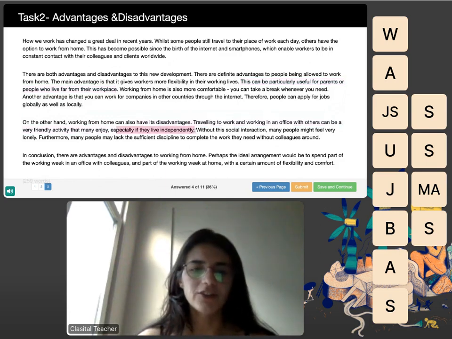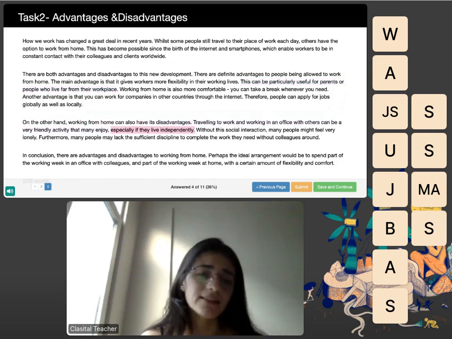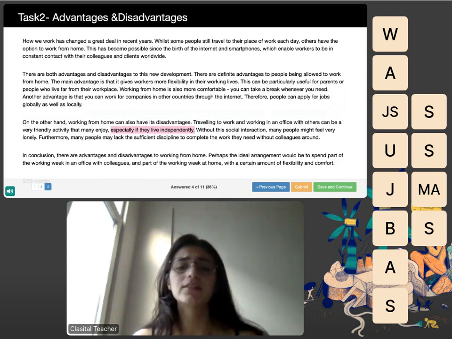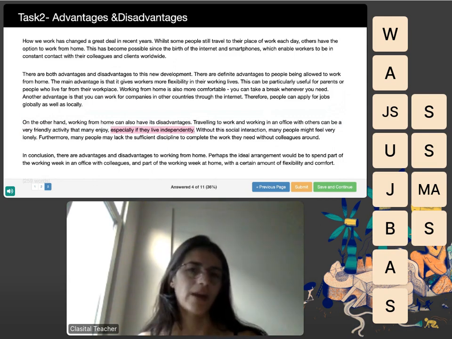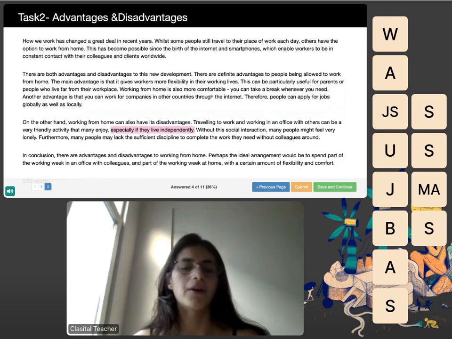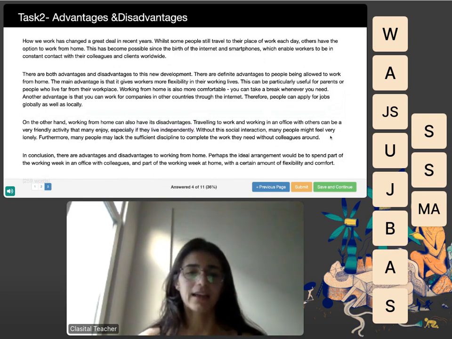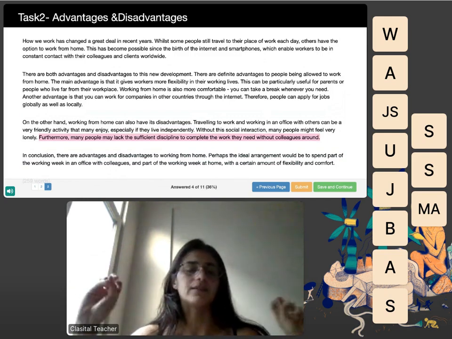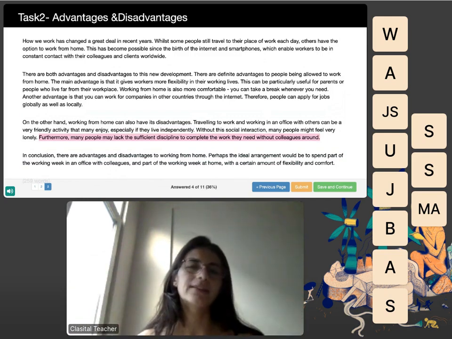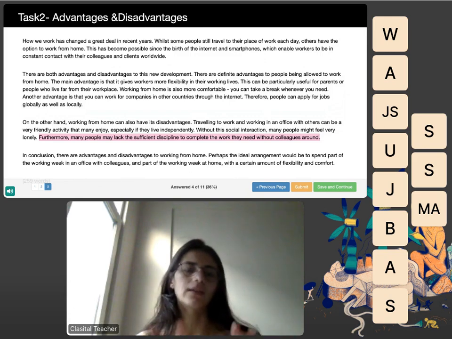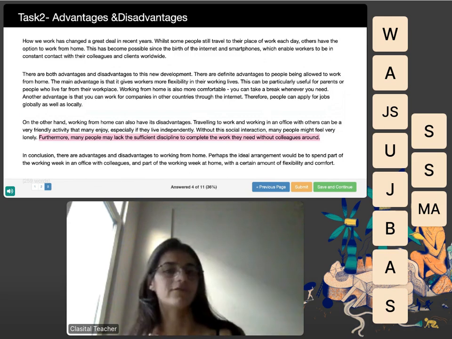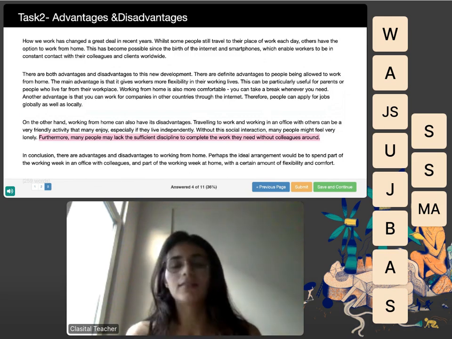This one also has a similar structure, saying especially if they live independently, but it does not dwell on that so much, I would say. So I would focus more on these, especially for the second disadvantage, because the discipline idea is not really explained that much, I would say. It's only in one sentence, and it's not really detailed enough. But it still does the job.